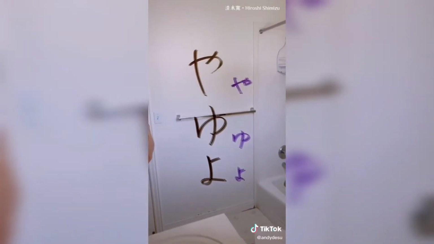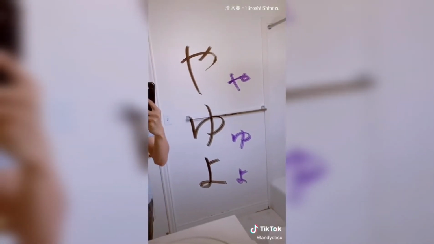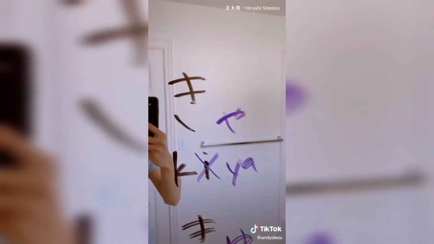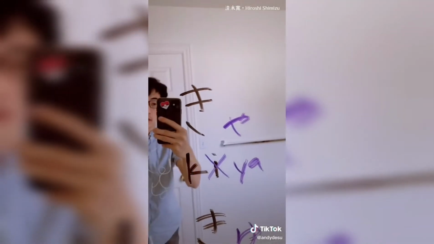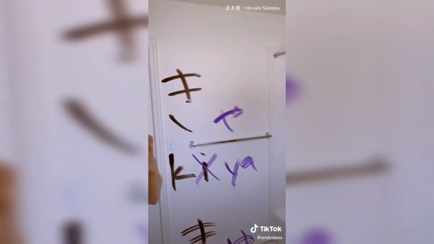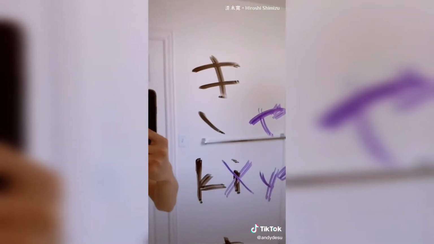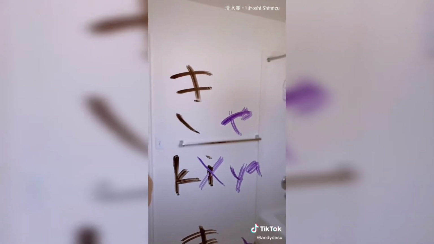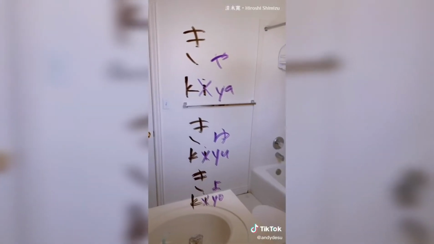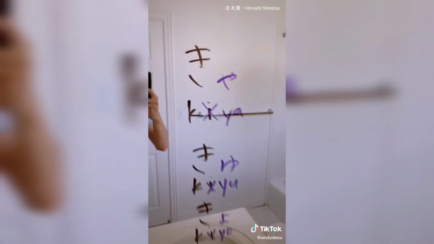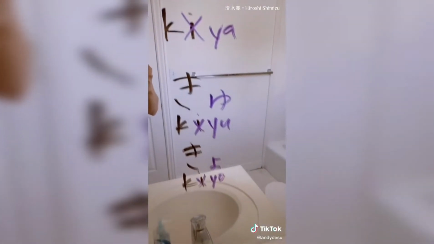In the last lesson, we learned about the small tsu character. In this video, we'll learn about the small ya, yu, yo characters. Adding a small ya to a character basically removes the previous vowel and replaces it with that ya. So this character originally is ki, but with the small ya, it would be kya. The same applies for yu and yo, so this would be read kya, kyu, kyo.